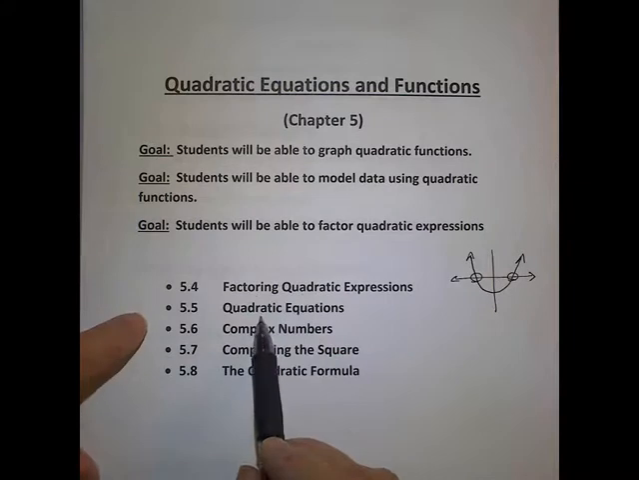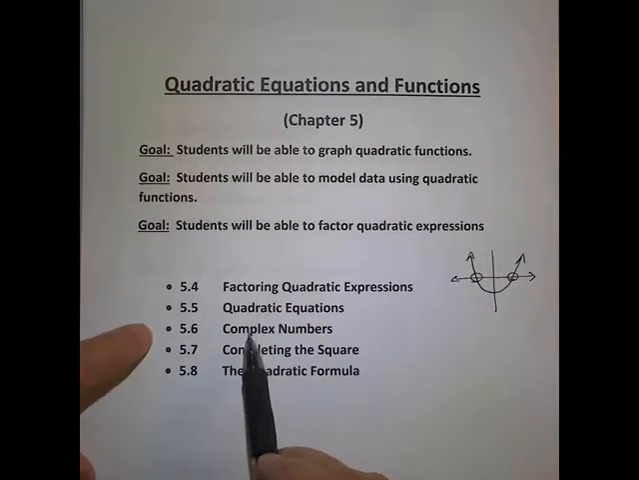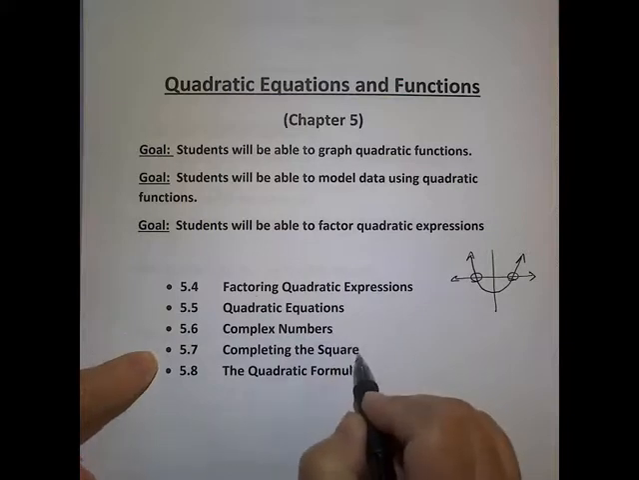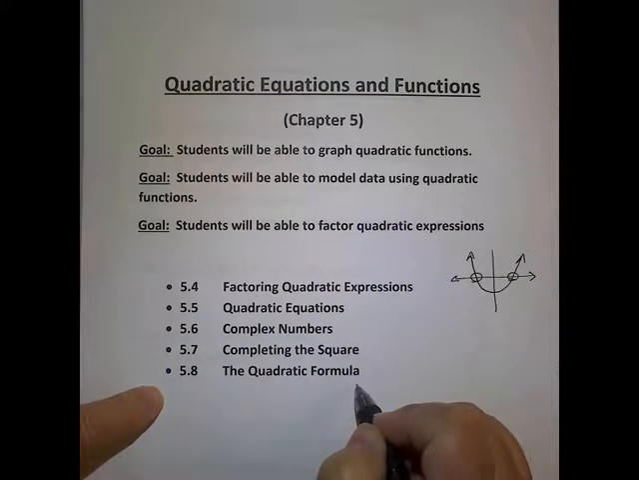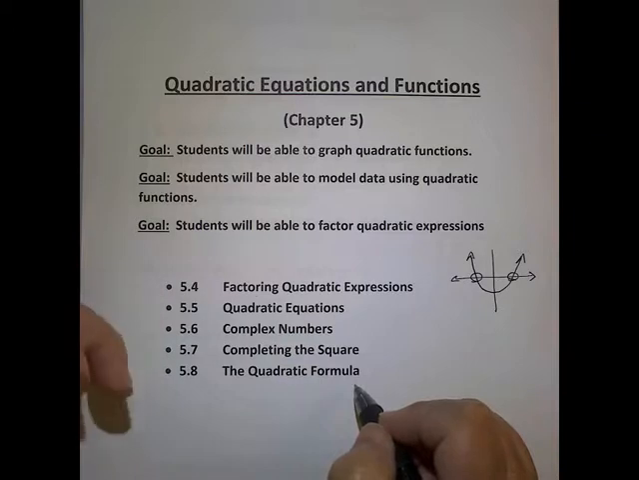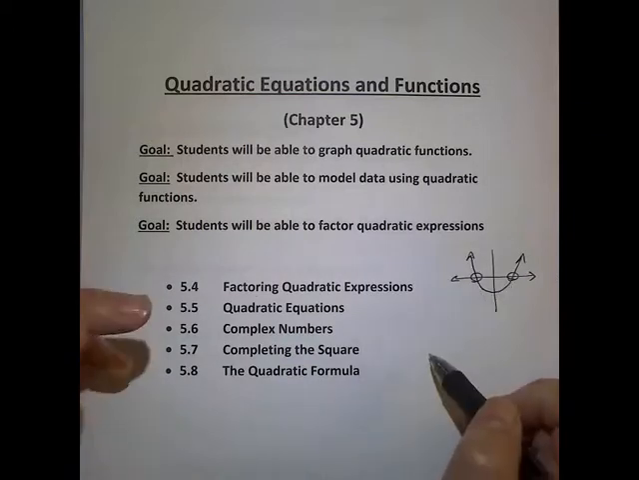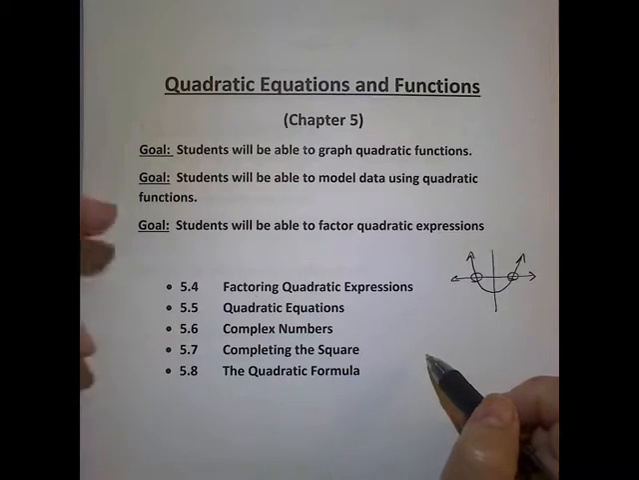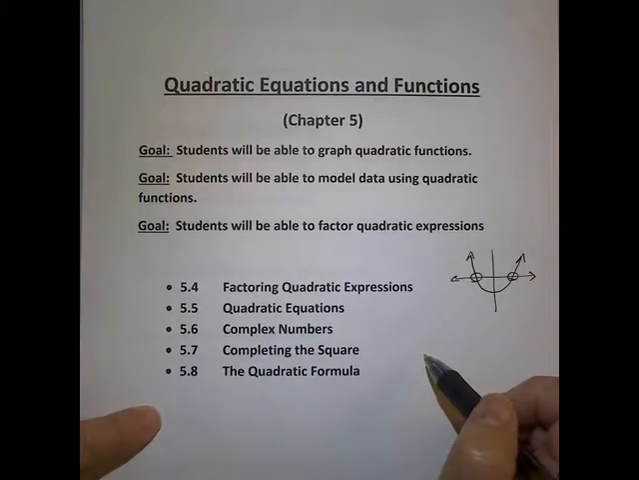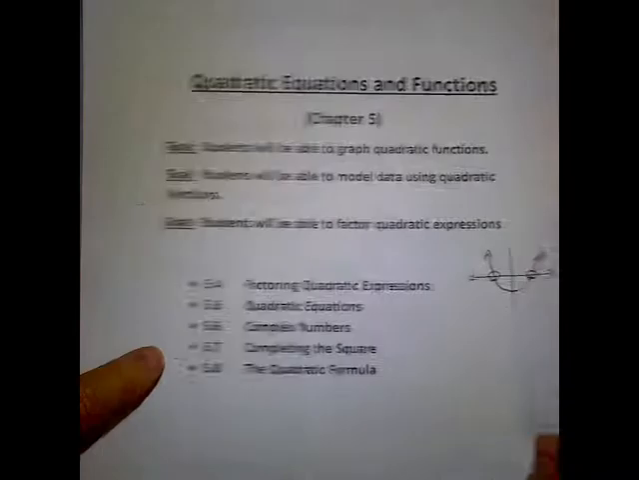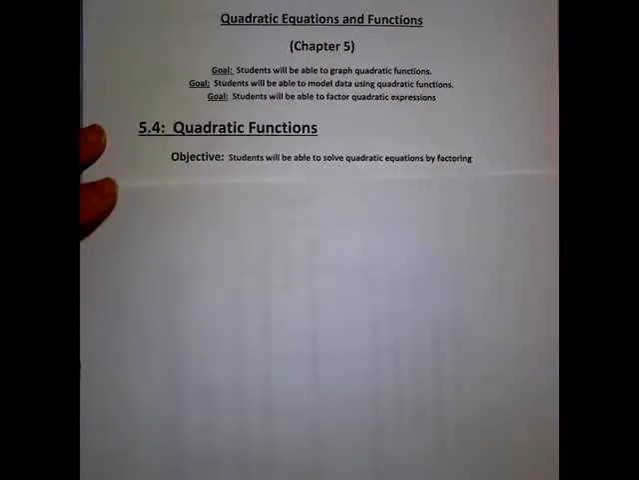Then we looked a little further at the quadratic equations. Then we learned about complex numbers, completing the square, and then eventually the quadratic formula. All of these techniques help us to find that intersection. Maybe there's two, maybe there's one, maybe there's none. But by the time we're done with these 5 sections, we'll know how to find those answers. So without further ado, let's go ahead and review factoring.